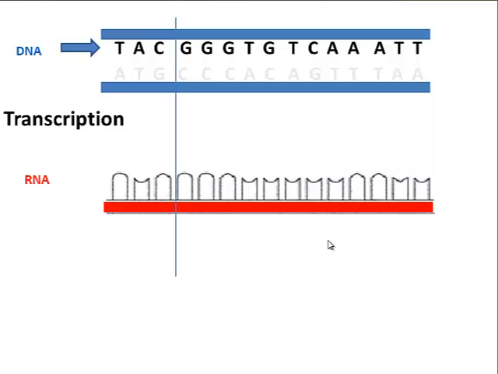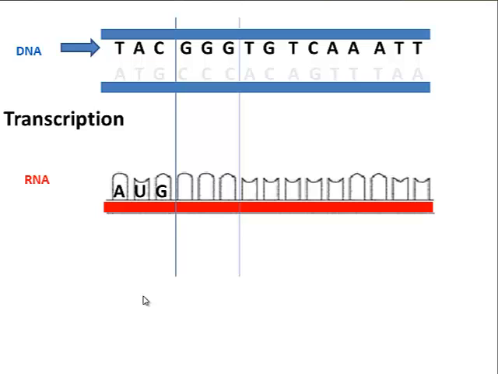Now, if we know that TAC is the DNA instructions, then we need to find the messenger RNA complement to TAC, which would be AUG. Thymine is complementary to adenine, adenine is complementary to uracil, cytosine is complementary to guanine. Remember, RNA does not carry any thymines, so in place of it, we'll put our uracil.